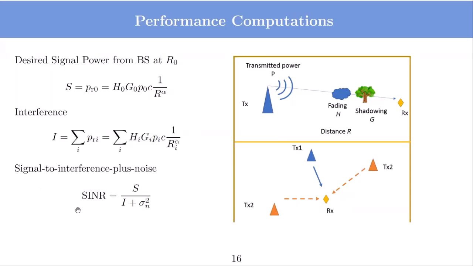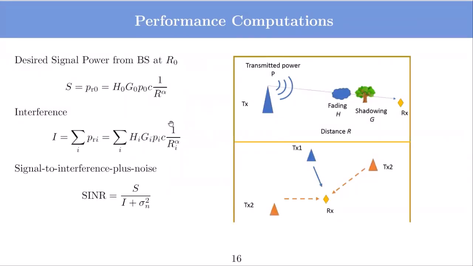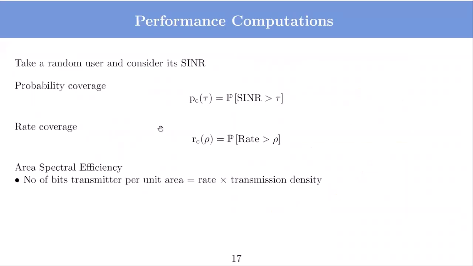The SINR will be given as this signal power divided by this interference plus some noise, where the noise depends on the bandwidth and the hardware impurities. Once I know this SINR, we can see that it is random because there are many random variables in the expressions. Moreover, if the user location is also random and the transmitters are also random, then the distances are also random.